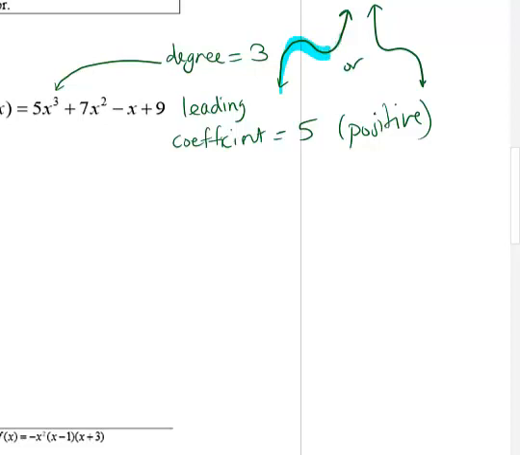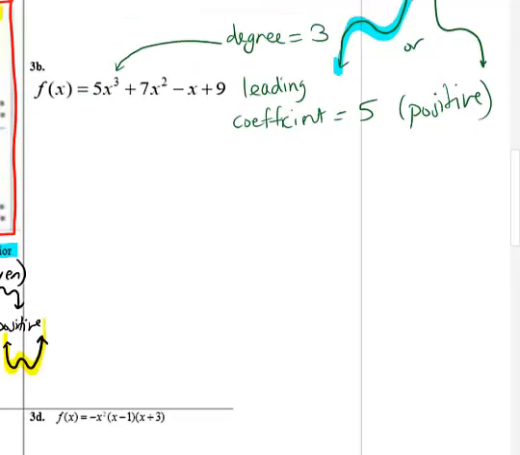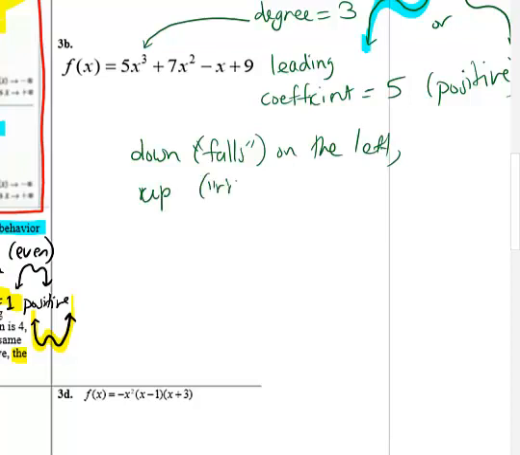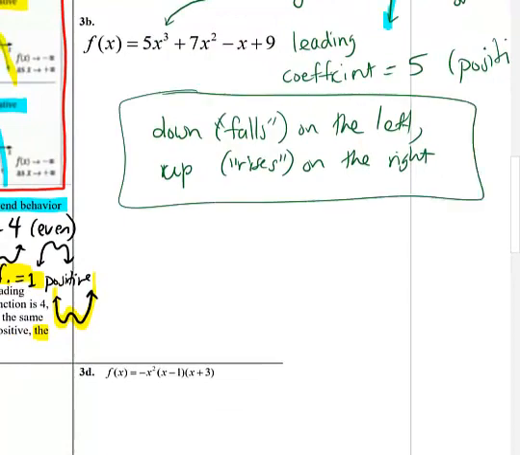This is the graph of y equals x cubed. The other one is the graph of a negative y equals x cubed. So I'd say it falls, or it's going down. Or sometimes I think, using the language that they're using, it falls on the left, up, or rises on the right. Kind of depending what language you want to use. But that's how I would describe the end behavior.